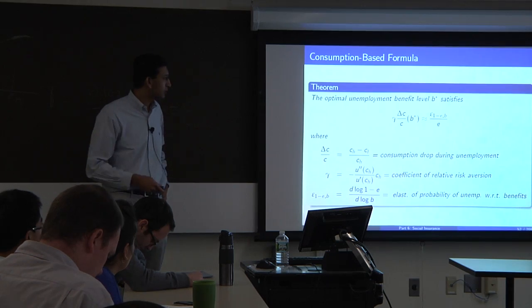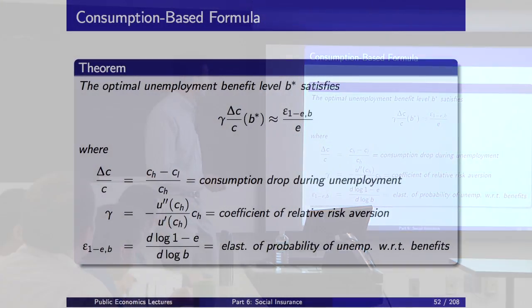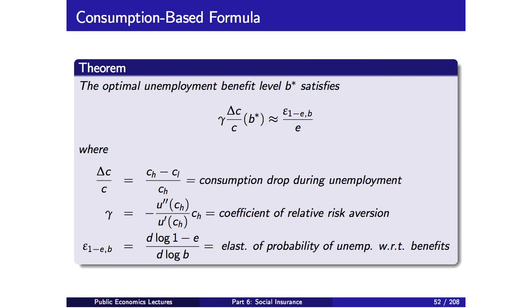Okay, and so this just summarizes that. The optimal level of unemployment benefits satisfies this expression here, where delta C over C is the consumption drop, gamma is the coefficient of relative risk aversion, and this is the elasticity of the unemployment rate with respect to the level of benefits. So the point is, if I estimate these three parameters in a fairly general class of models, I can say something about the right level of unemployment benefits to maximize expected utility.